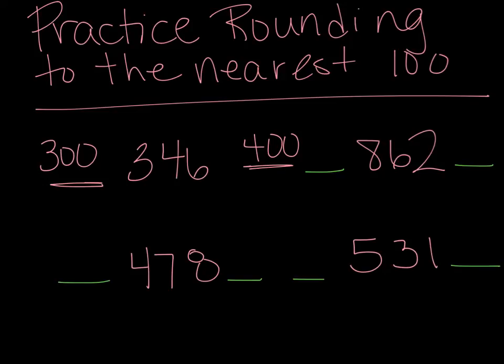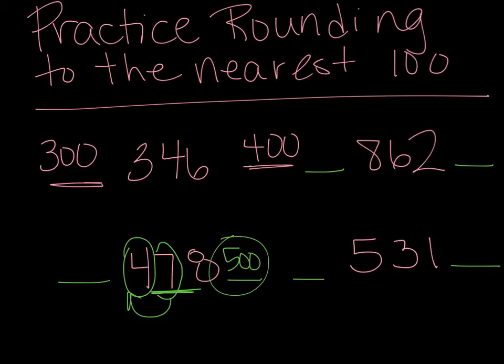So 478, this time I'm rounding to the nearest 100, so I'm going to circle the hundreds digit and I'm going to underline the tens digit. Tens digit bosses the hundreds digit, so a 7 tells me I'm going to go up to 500. So that's the correct answer. On this one, I know that 862 is between 800 and 900. This is the digit that I am using to boss my hundreds digit. So the 6 tells me I'm going to go to 900.